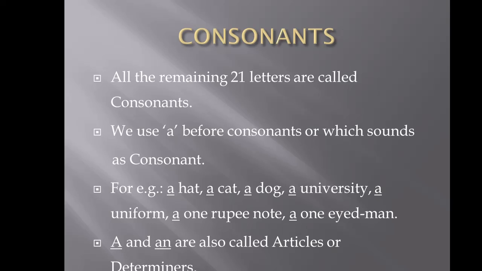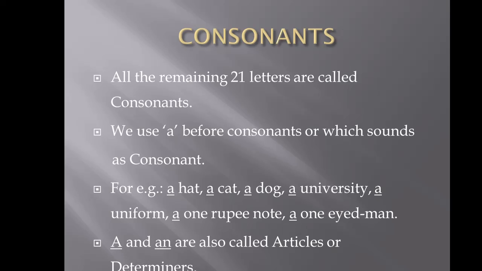Next, coming to consonants. All the remaining 21 letters are called consonants. A is indefinite and uncountable. It is counted as one. We use a before consonants or with sounds as consonants. U as 'you', O as 'wo'. For example, a hat, a cat, a dog. Other examples, U as 'you': a university, a uniform, a unicorn. O as 'wo': a 1 rupee note, a one-eyed man.